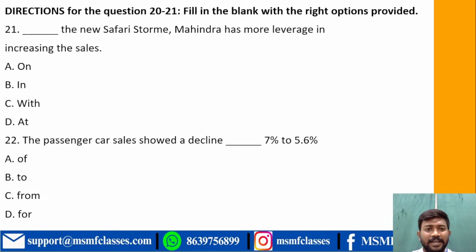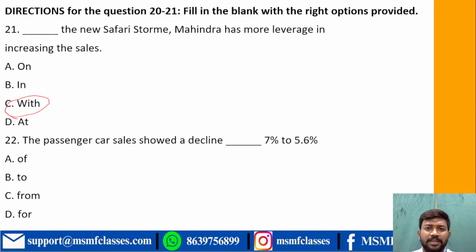Of course, the correct answer is with, because they are speaking about Safari Storm and the leverage, I mean the increase in sales. You can see it is more leverage. It is more beneficial. So this situation has happened because of Safari Storm. So that's the reason we have to go with option C, with the new Safari Storm. This all happened because of Safari Storm. So go with that. Now 22nd question.